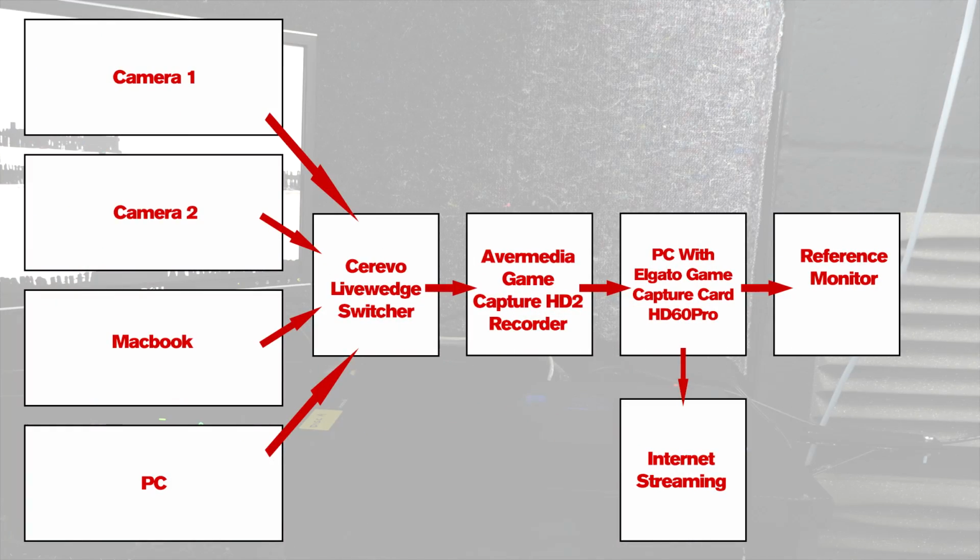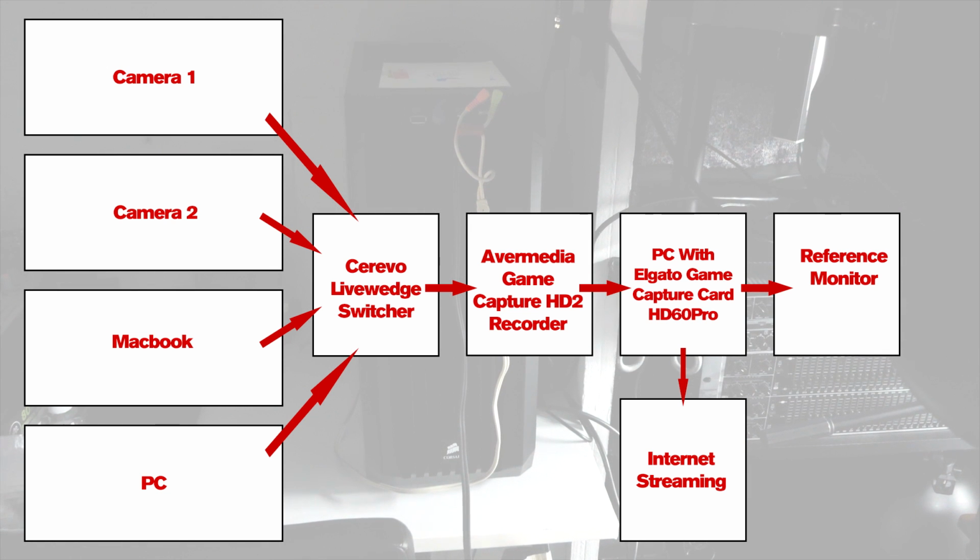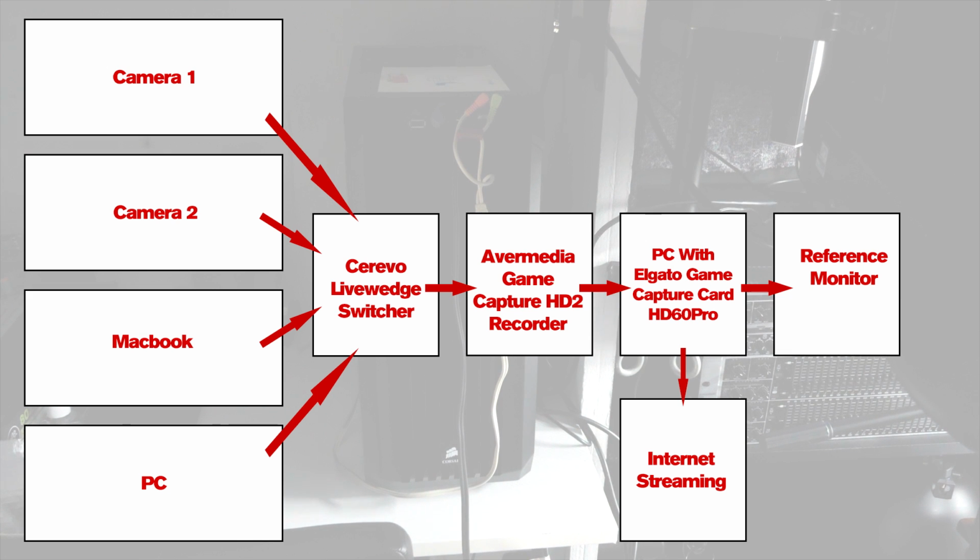Then it gets a little bit complicated, because I then send a signal out of the recorder into the back of my PC, which goes into a capture card. You can just about make out the PC here. In the back of this is the cable from the recorder. So we've got camera, iPad, PC, second camera into the switcher. The switcher then outputs to the recorder.